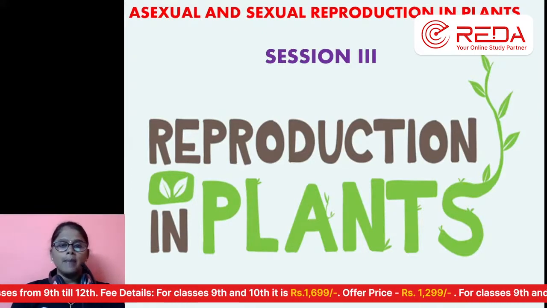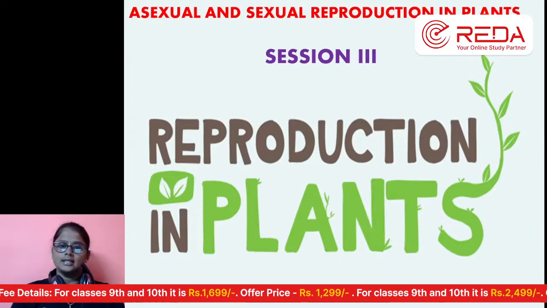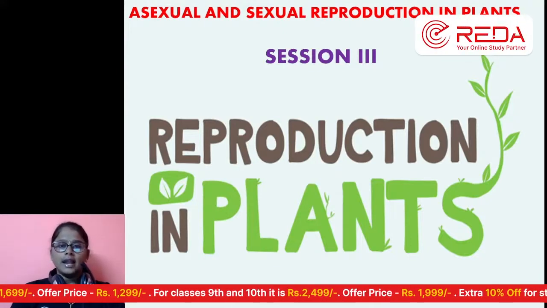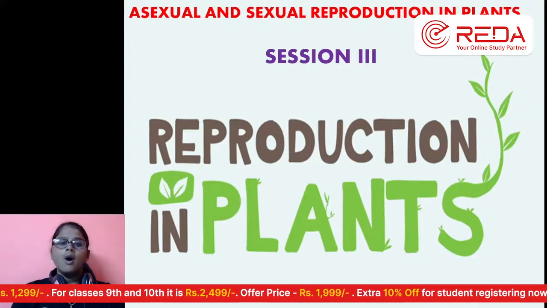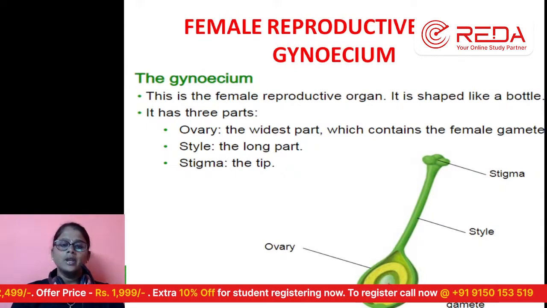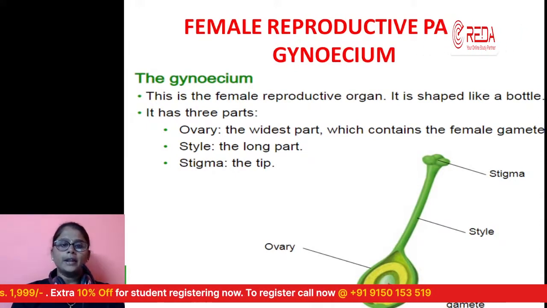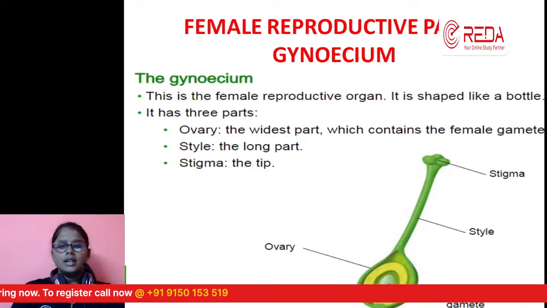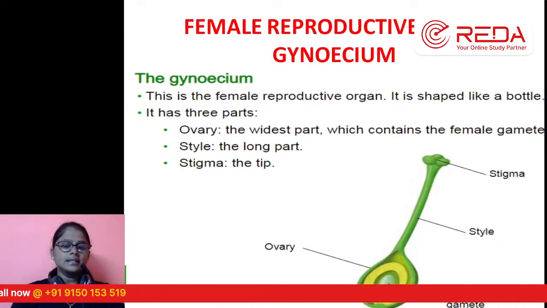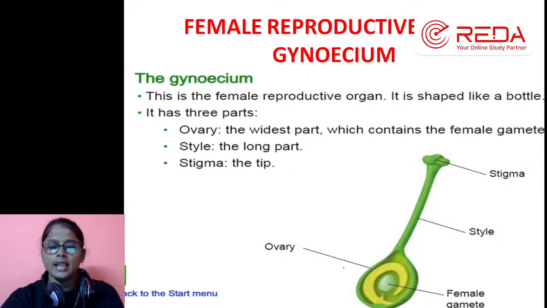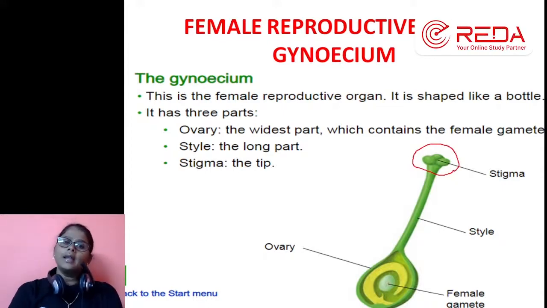Now we are going to see megasporogenesis, that is, we are going to study in detail the female reproductive structure, which we call either pistil or carpel. This pistil or carpel is the unit of gynoecium. Gynoecium is the female reproductive part, and this female reproductive organ looks like a bottle. It has three parts: stigma, style and ovary. The stigma is present at the tip of the female reproductive part.